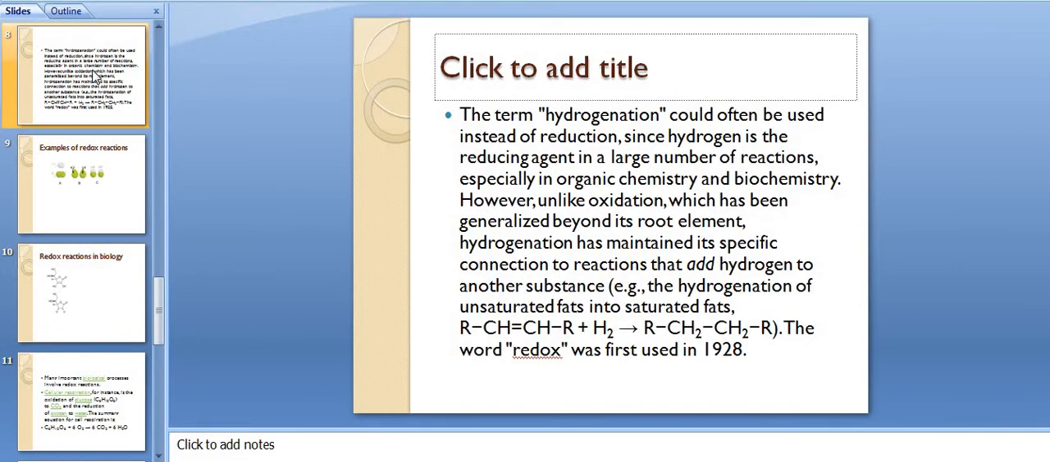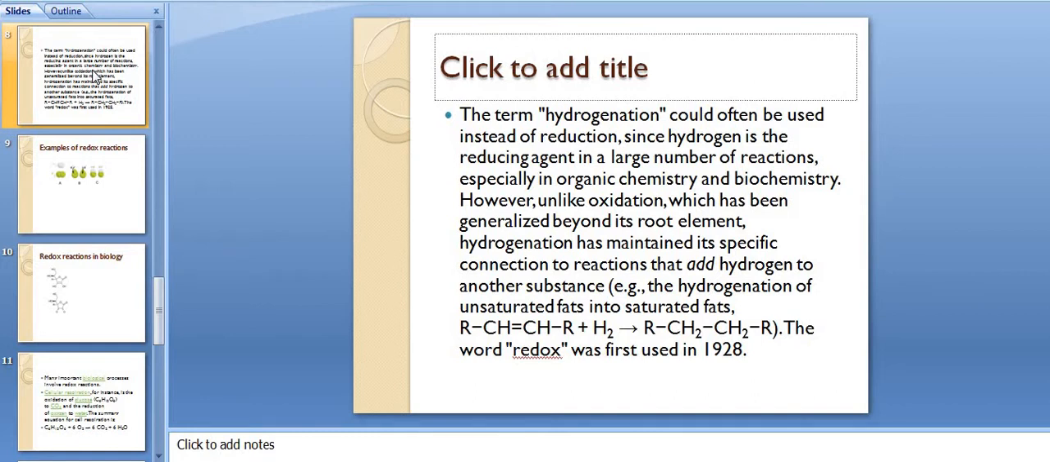The term hydrogenation could often be used instead of reduction, since hydrogen is the reducing agent in a large number of reactions, especially in organic chemistry and biochemistry. However, unlike oxidation, which has been generalized beyond its root element, hydrogenation has maintained its specific connection to reactions that add hydrogen to other substances. For example, the hydrogenation of unsaturated fats into saturated fats.